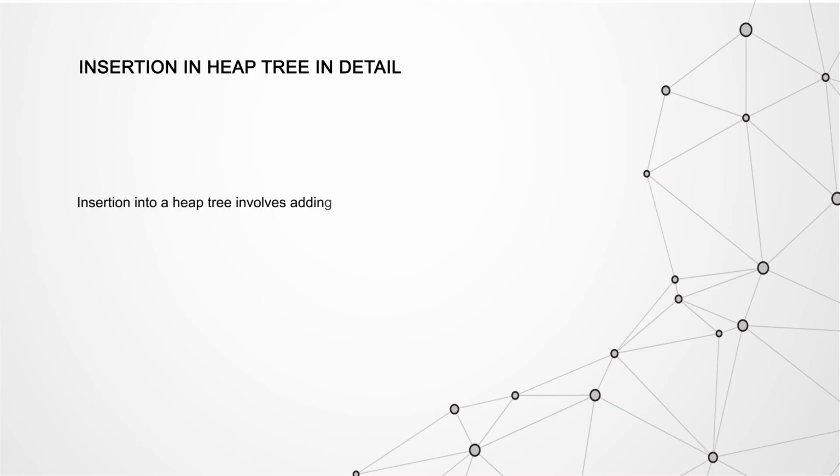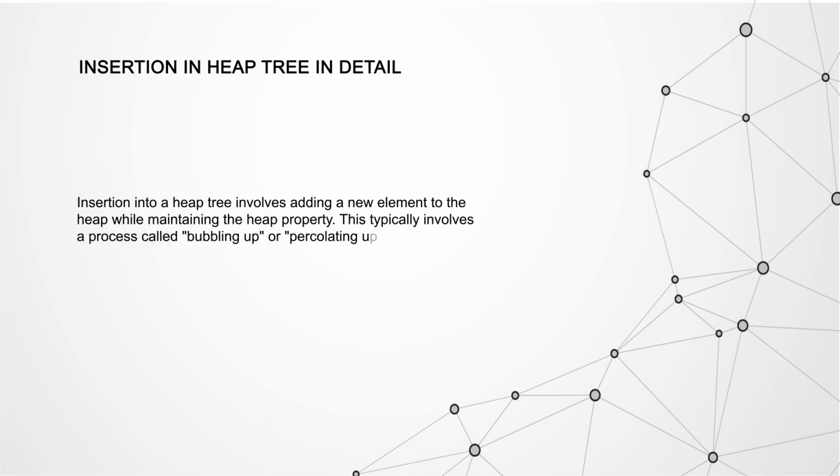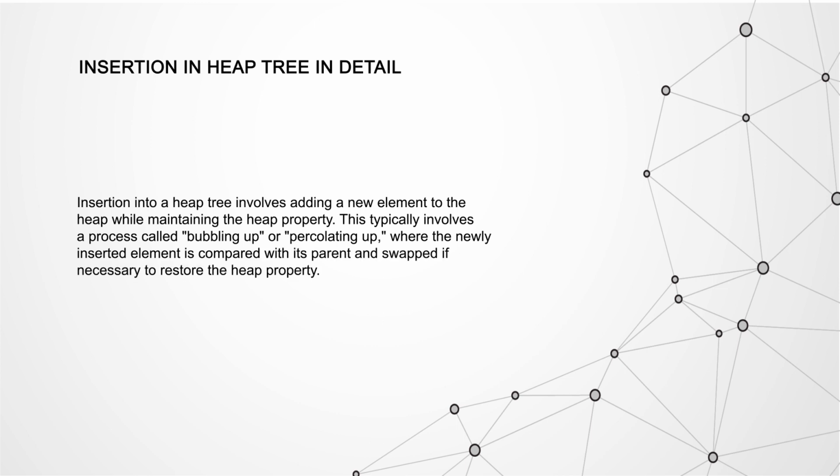Now, in detail, we can see how we perform the insertion operation in a heap tree. Insertion into a heap tree involves adding a new element to the heap while maintaining the heap property. This typically involves the process called bubbling up, or percolating up, where the newly inserted element is compared with its parent and swapped if necessary to restore the heap property.